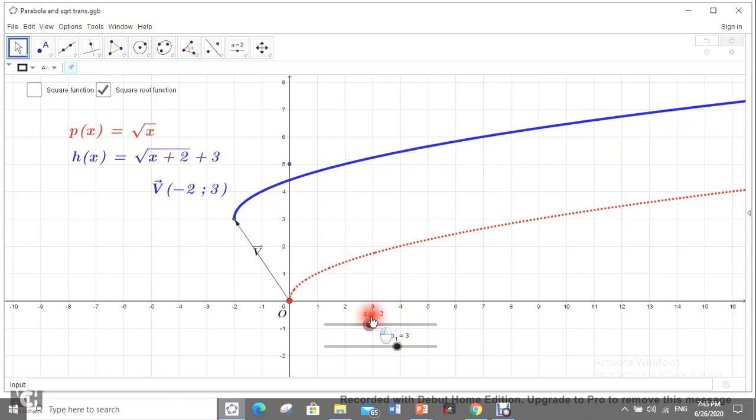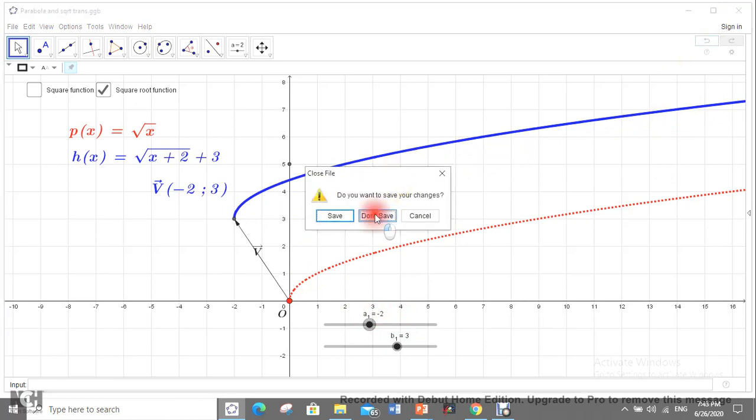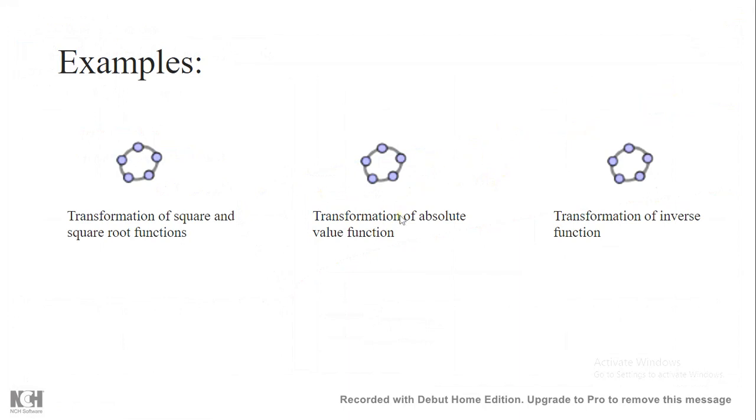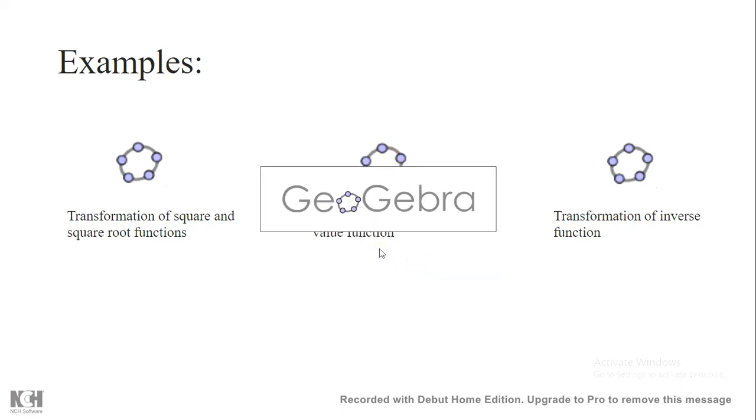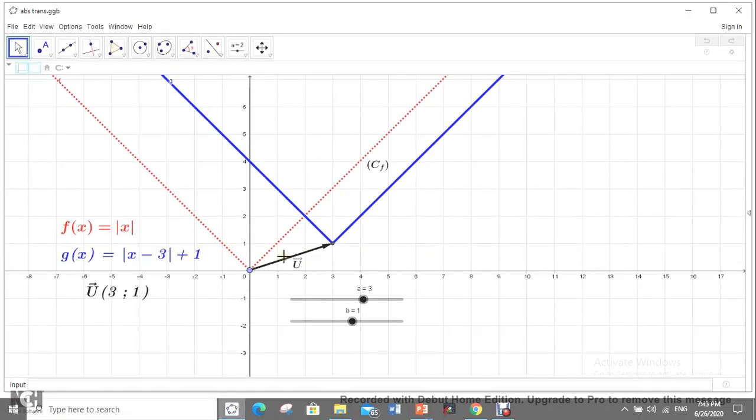Okay, this is it. These are applications on the square function and the square root function. What about the transformation of the absolute value function? As we saw before, the absolute value function has this form, the red one.